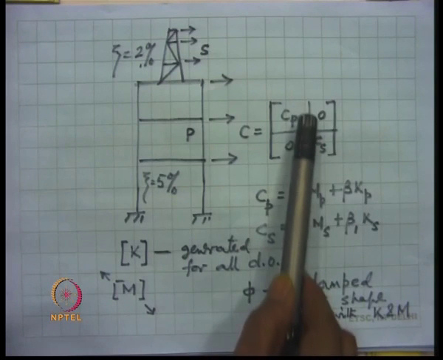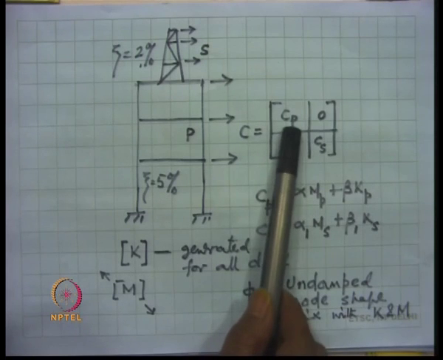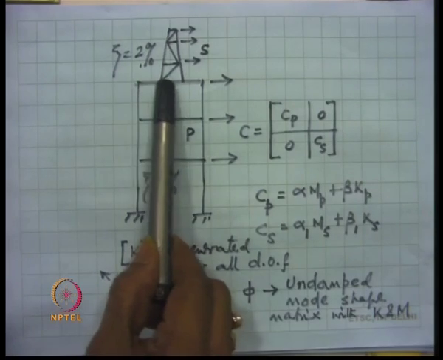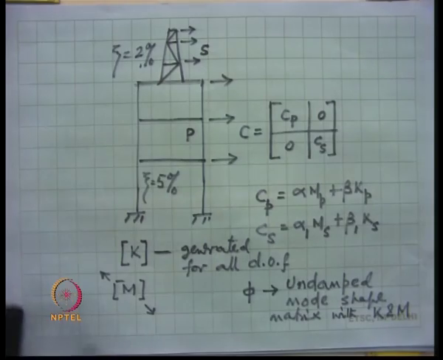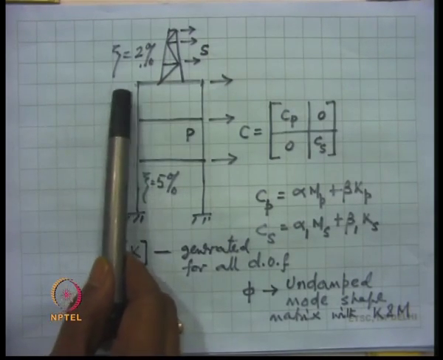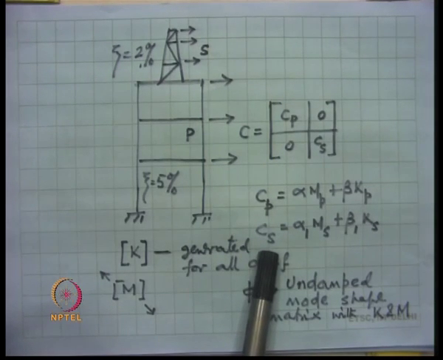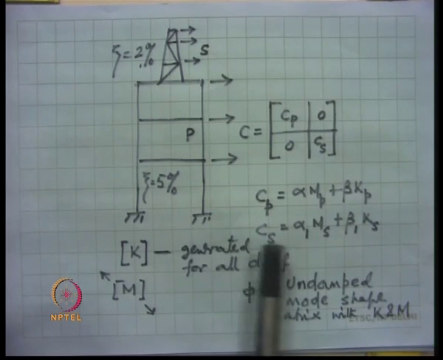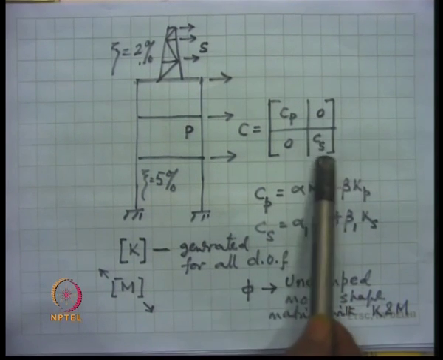So, once we get this damping matrix for the primary system, we put it over here, it will be a 3 by 3 matrix. Similarly, one can obtain the damping matrix for the secondary system, say it also has 3 degrees of freedom. So, using a modal damping ratio of 2%, we construct the CS matrix in the same fashion as we have done for the primary system, and this CS is the damping matrix for the secondary system.